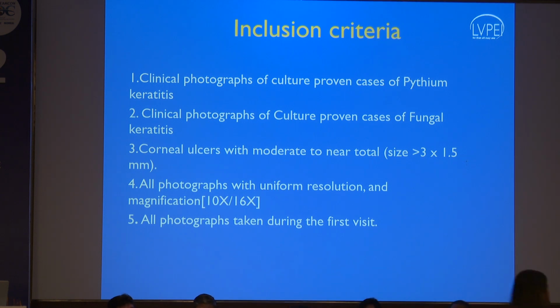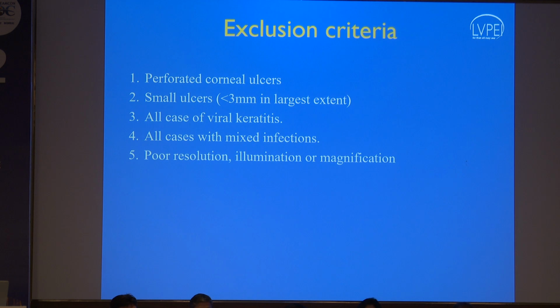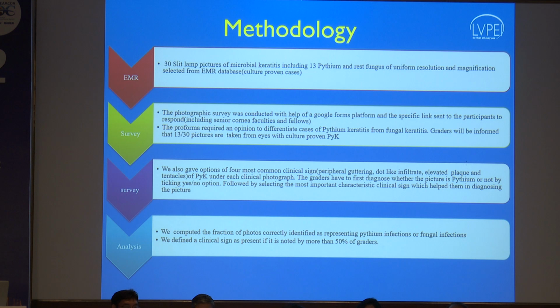So we included clinical photographs of culture-proven cases of Pythium keratitis and fungal keratitis. All ulcers were moderate to near total in size. All photographs were taken with uniform resolution and magnification with the same camera. We excluded perforated ulcers, small ulcers, and all cases of mixed infections. From our EMR database, we selected 30 slit lamp pictures, out of which 13 were of Pythium and the rest were fungus. Then we conducted a photographic survey with the help of the Google Forms platform, and the specific link was sent to the participants to respond.